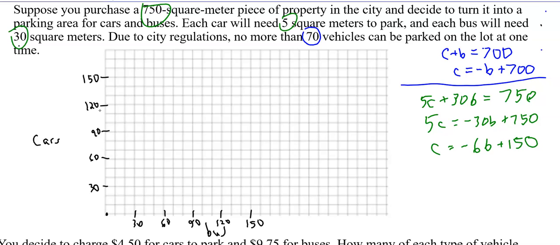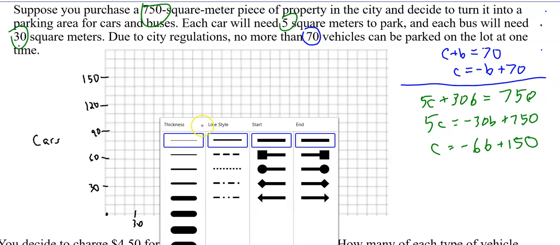No, this is not 700. This is 70. Sorry, I think I wrote down the problem wrong. So 70 is the number of vehicles. I was like, wait, there's not 700 cars. That's what it is. Okay, so that makes a little more sense. I guess I was confusing the two.